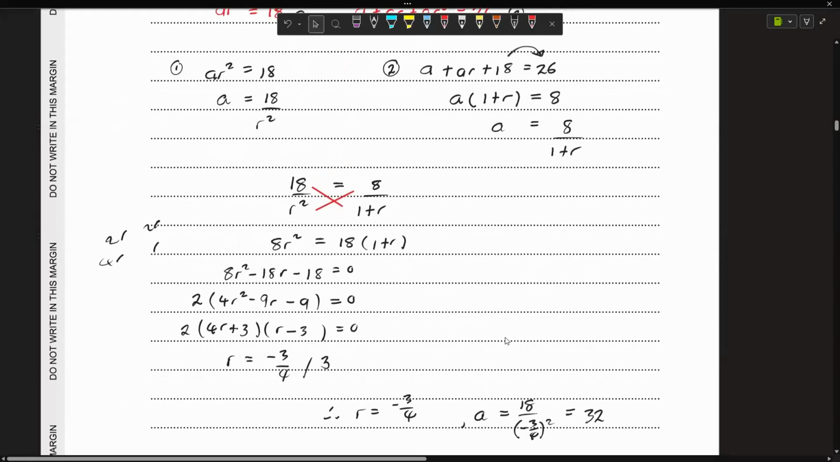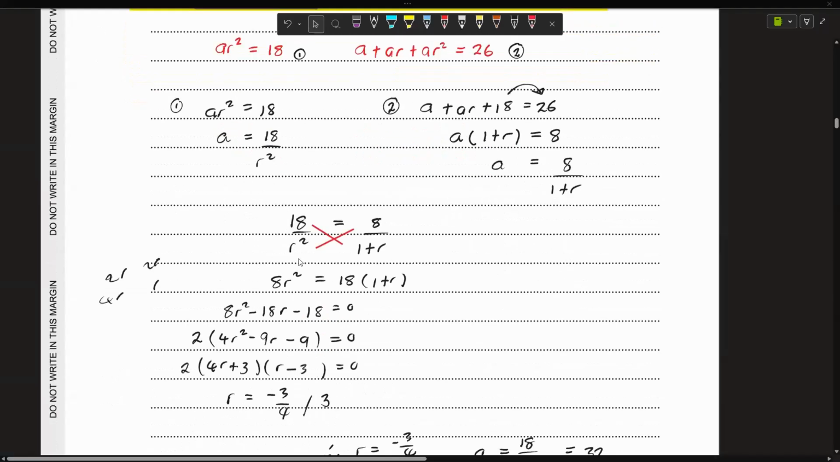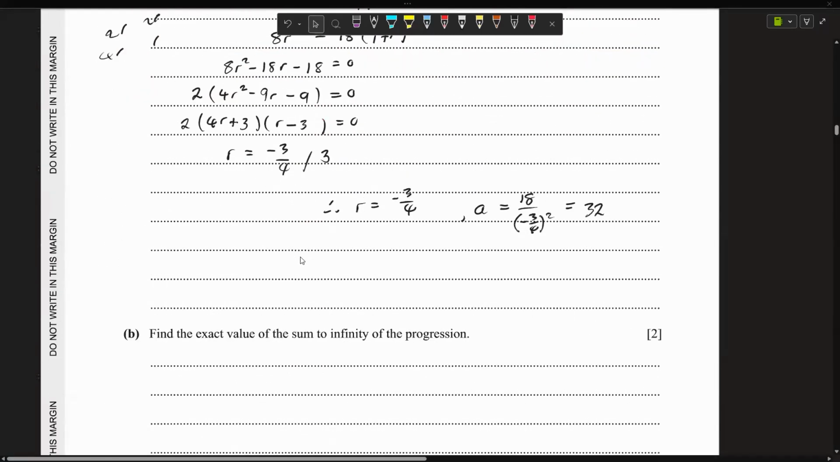So the question really wants us to find the 10th term of the progression. For that, we will just say the 10th term is A, which is 32, times R, which is negative 3/4, to the power of 10 minus 1, so to the power of 9. Remember, if you want to find any term, u sub n, it's A R to the n minus 1, basically. So what do we get from this?